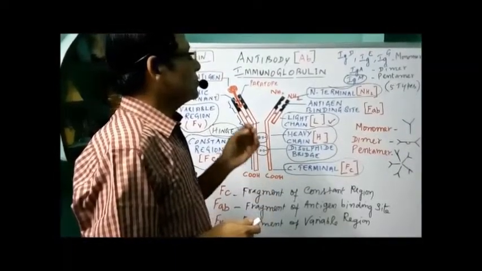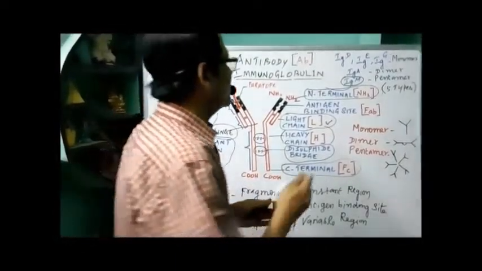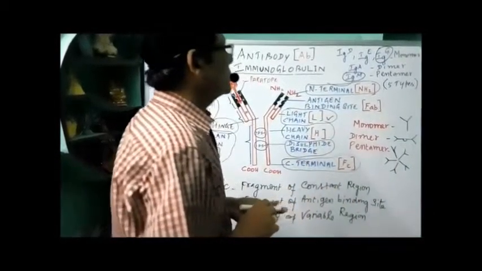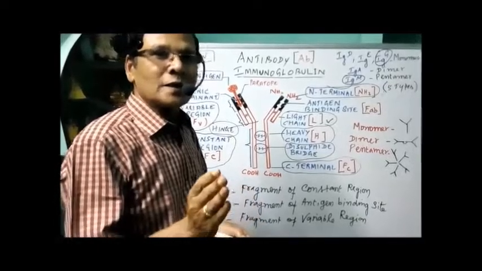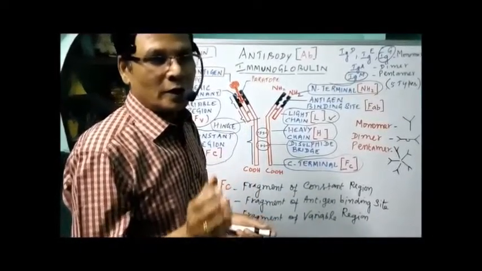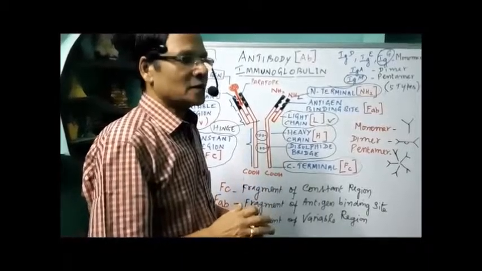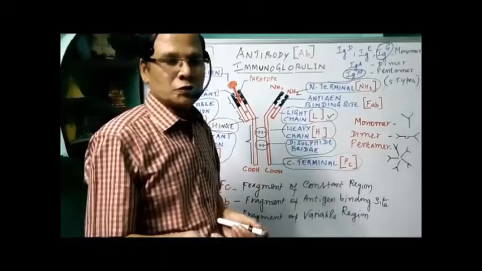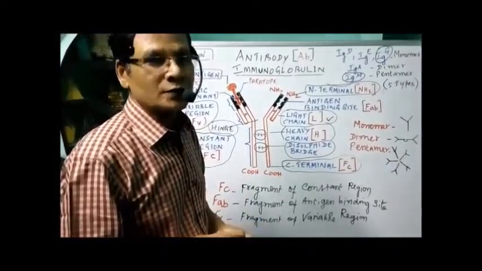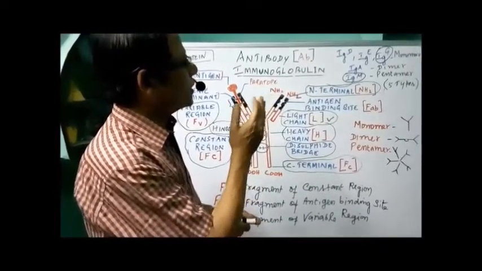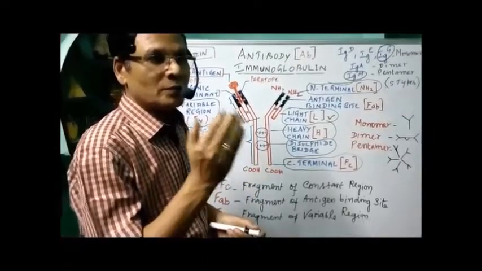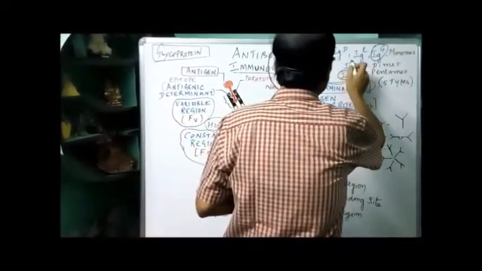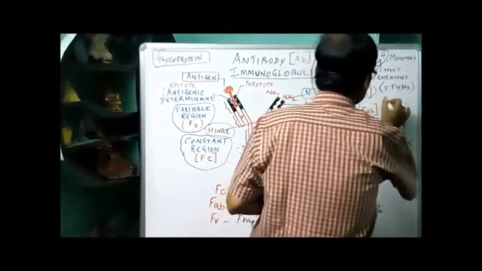The most common type of antibody is IgG. It is the only antibody that can pass across the placenta. That's why we have the problem during pregnancy related to the Rh factor, erythroblastosis fetalis. This is because of the movement of IgG antibody from the mother's blood to the fetal blood. Then we have IgA antibody. This is found in the colostrum.